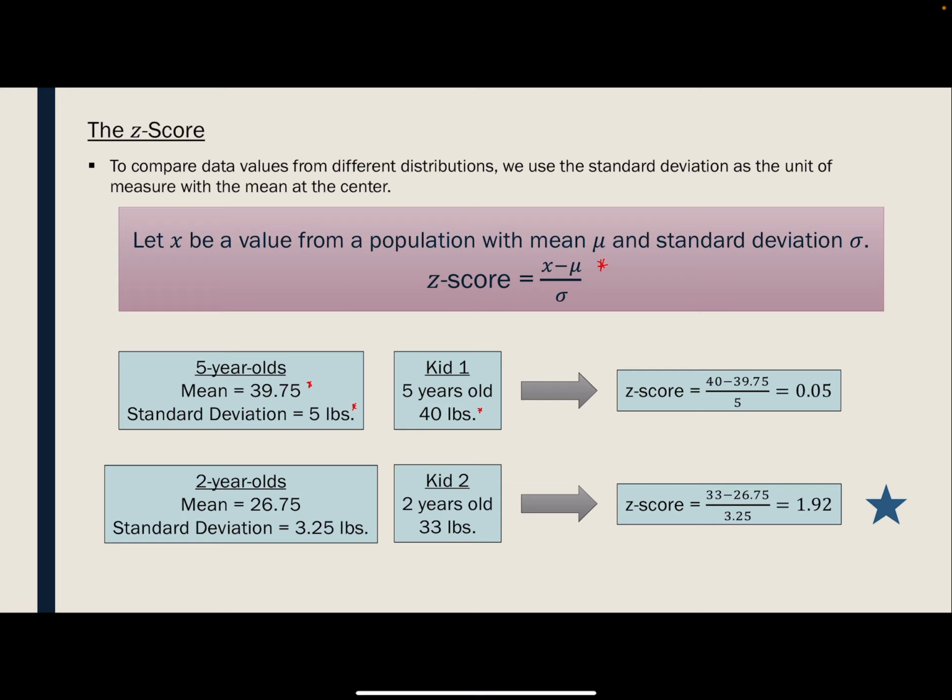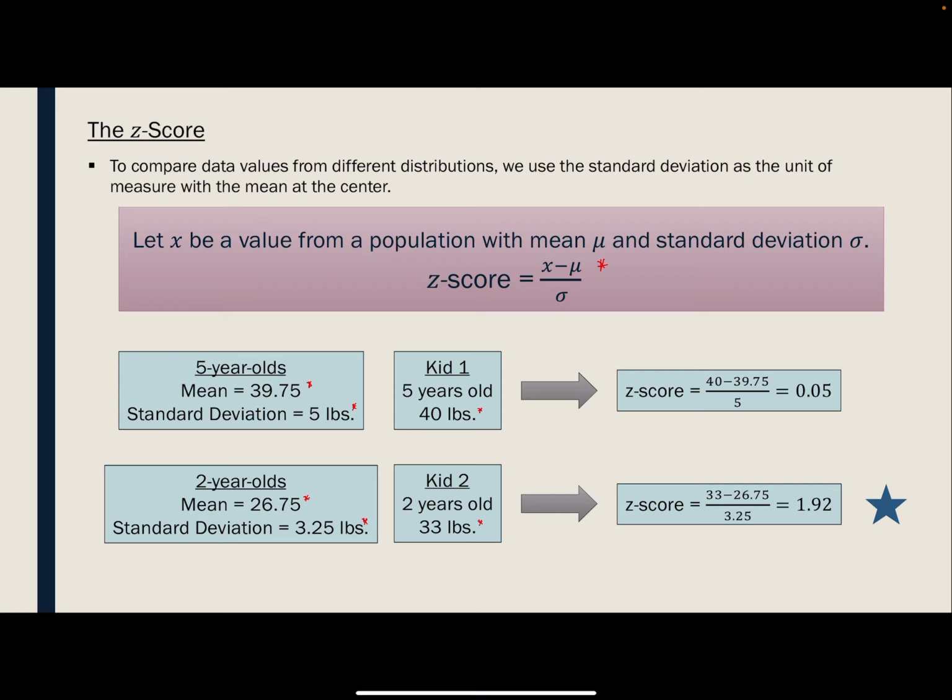The Z-score formula means we take that data value, we subtract the mean, and we divide by the standard deviation. And we have a Z-score of 0.05. If we do the same thing with the 2-year-old, again, we have the mean here, the standard deviation here, and the data value here. If I take the data value of 33 minus the mean of 26.75 and divide by 3.25, we have a Z-score of 1.92.